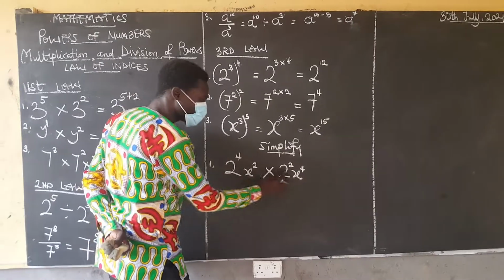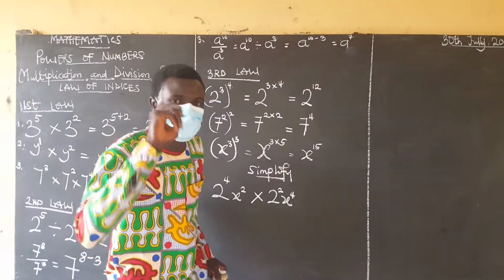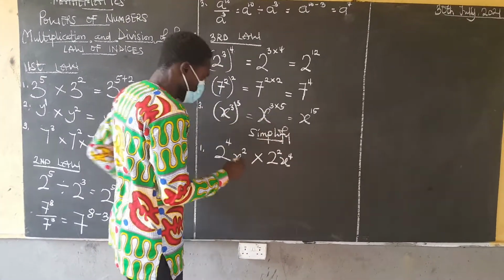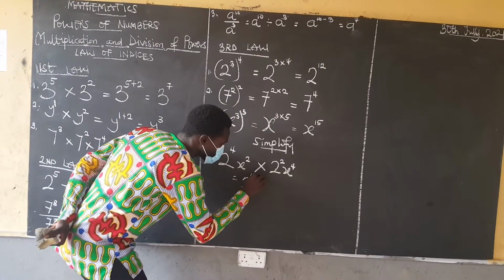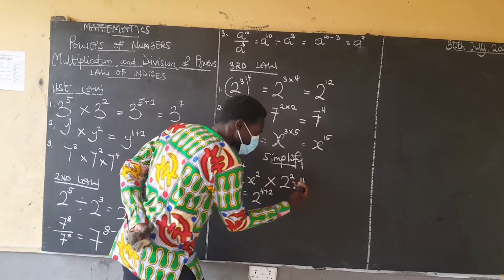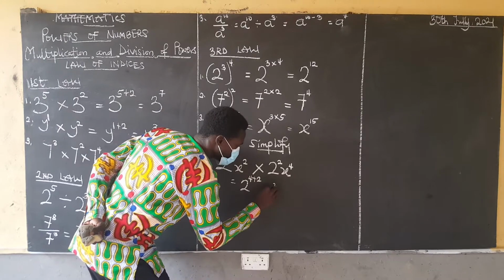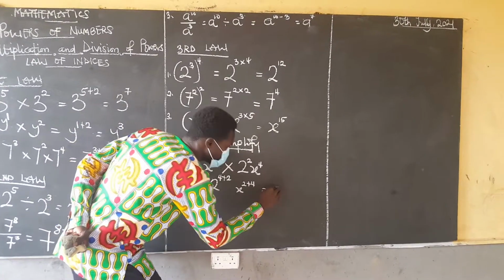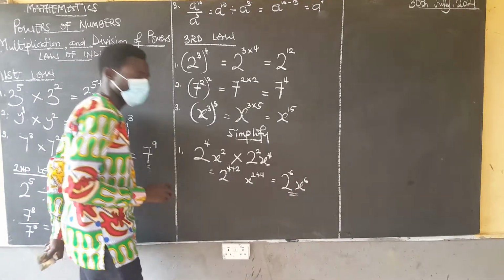Because I am multiplying powers of numbers, I will use my first law that says if you are multiplying and the bases are the same, add the powers. The base here is 2, so I pick one of the 2s and add the powers, 4 plus 2. For the variable, x squared times x to the power 4, the bases are the same, so pick one base and add the powers, 2 plus 4. I get 2 raised to the power 6, x raised to the power 6, and this becomes my answer.